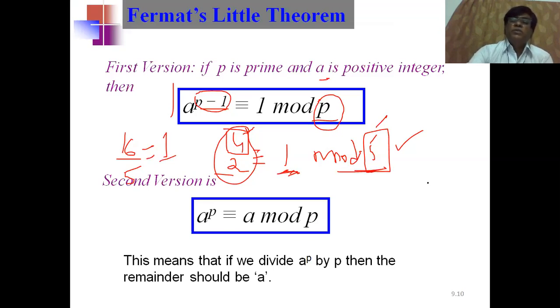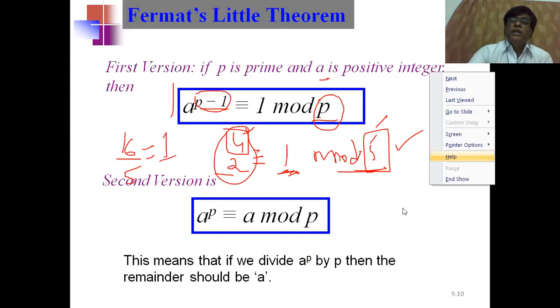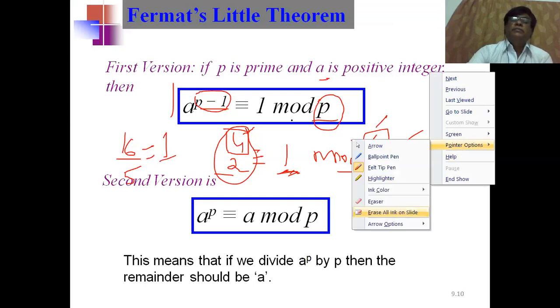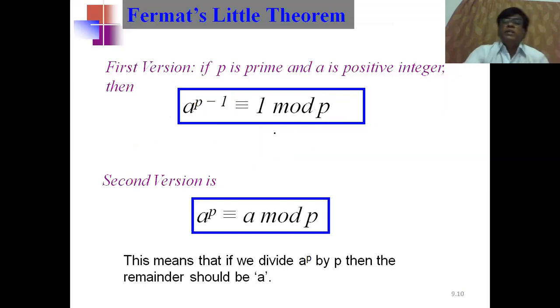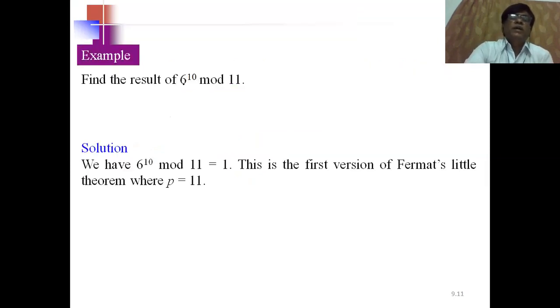So the relation between a prime number and any positive integer, if the relation is like this, that means here you should have the P and you should have the P minus 1. Then A power P minus 1 is always congruent to 1. Example.